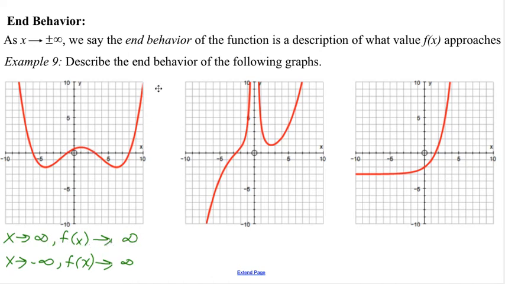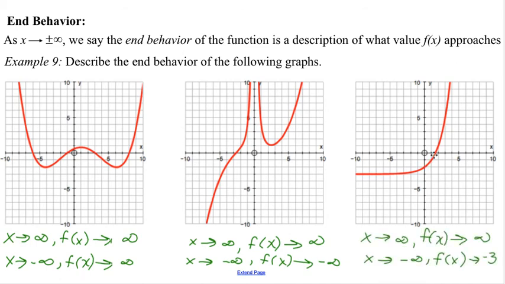So as x gets big, the function gets big. As x gets really small, the function gets really small. You have to be able to write it in that notation, so make sure you're familiar with that. The graph in the middle, as x gets really big, it goes to positive infinity again. As x gets really small, this time it goes to negative infinity. Over here on the right, as x gets really big, it goes to positive infinity. As x gets really small, it looks like the function goes to -3. So that is end behavior.